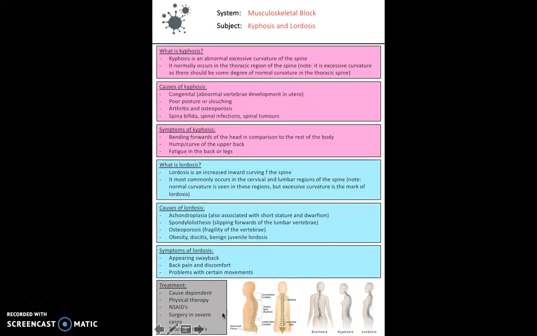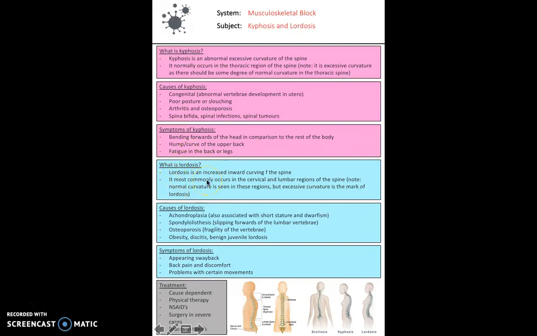Kyphosis and lordosis are the last things to look at in this video, and it's important to remember when exploring these disorders that the spine has normal curvature anyway throughout the cervical, thoracic, lumbar and sacral regions. Kyphosis is an abnormal excessive curvature of the spine which is most commonly seen within the thoracic region. It is caused either by congenital abnormalities, so abnormal vertebrae development in utero, poor posture or slouching, arthritis, osteoporosis, and other spinal conditions such as infections, spina bifida and spinal tumours. The symptoms of kyphosis tend to be bending forwards of the head in comparison to the rest of the body, a hump or curve at the upper back, and fatigue in the back or legs.